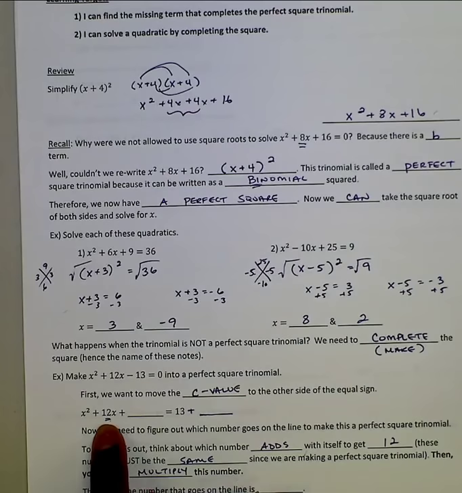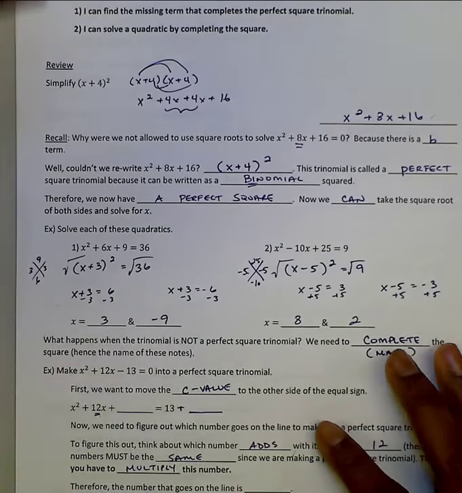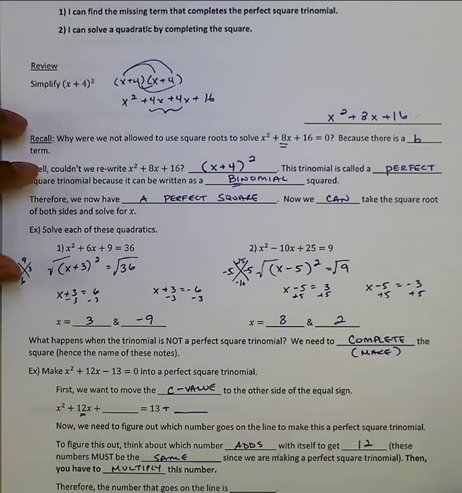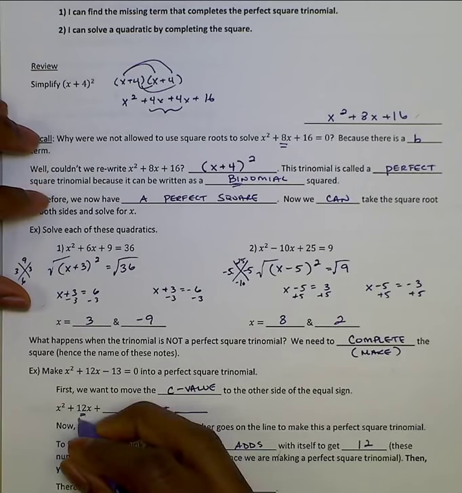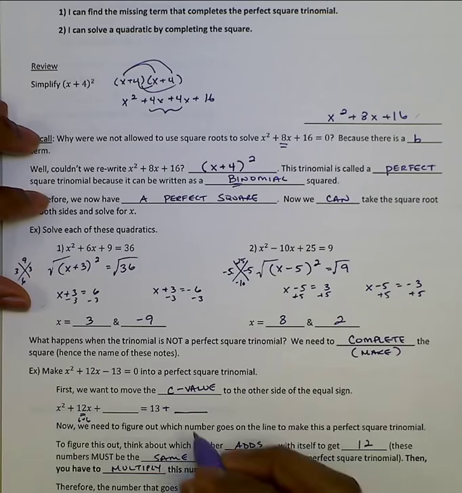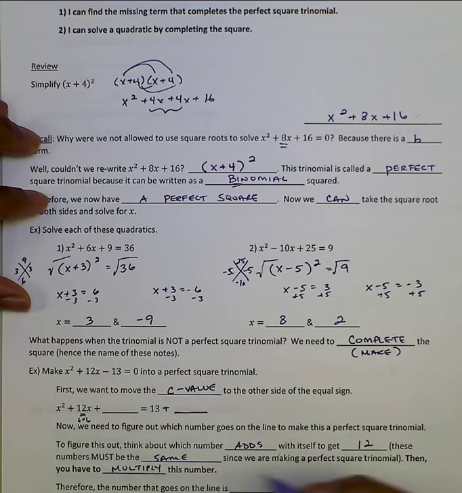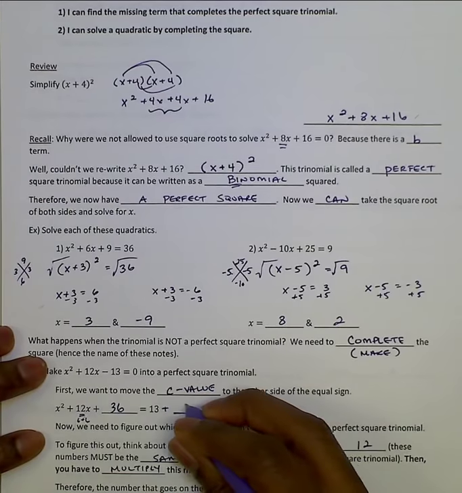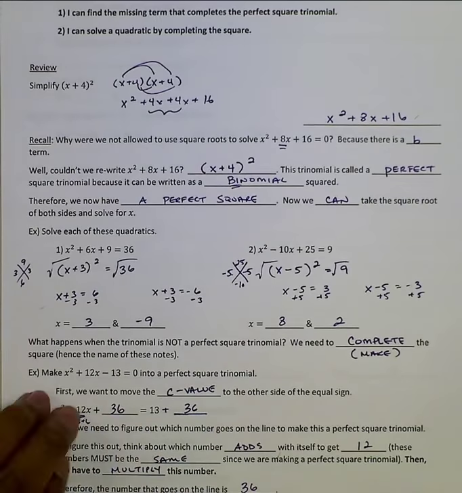We have to say, okay, what number plus itself gives us 12? Okay, and we can find this just by dividing by 2. Okay. So, what number plus itself gives you 12? Well, it's 6. And so then we multiply that number to find out what goes here. 6 times 6, 36. So the number that goes on this line is 36. And since I added 36 to the left side, I'll add 36 to the right side.